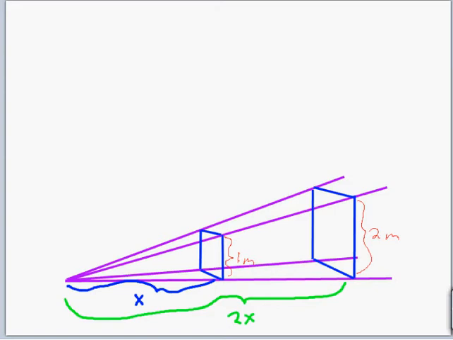We can also say that this first square is going to be 1 meter squared, because it's just 1 by 1 meter, and this square over here is going to be 4 meters squared in area, 2 times 2 is 4. So although the sides of these squares have just doubled because we doubled the distance, the area of the squares has gone up by a factor of 4. In other words, the square of the difference.